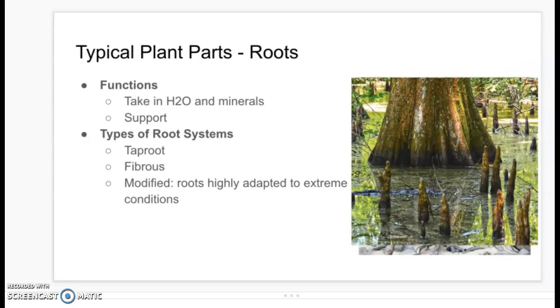The third type of root system is called the modified roots. Modified roots are roots that will develop in very, very extreme environments. We have a lot of these types of roots here in Florida, so I'm going to talk about a couple. The first root system like that in Florida is called the mangroves.